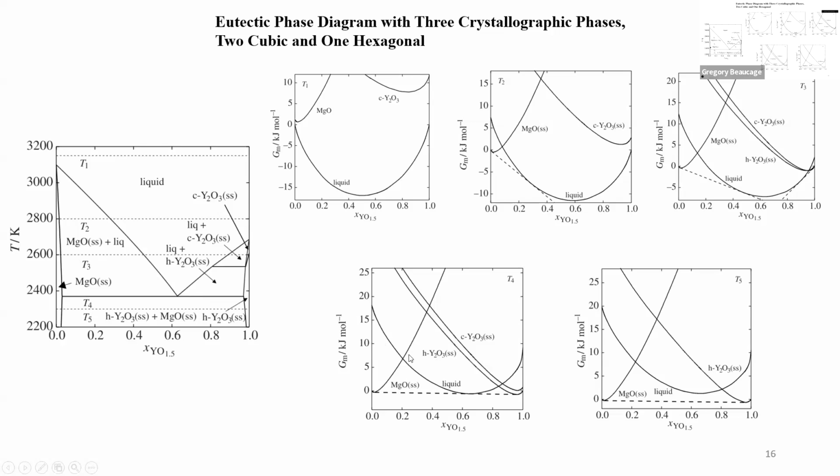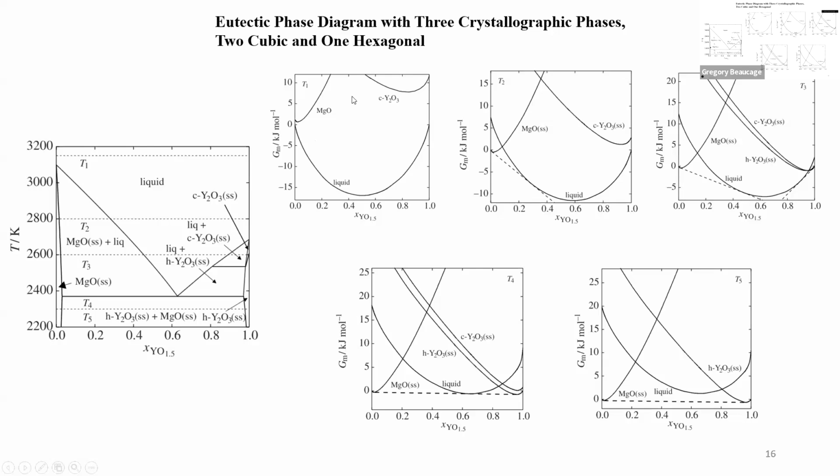This looks like just at the eutectic, because you have the three phases in equilibrium: liquid and the two solids. So T4 is that line, T5 is the bottom line. This is the eutectic point. We have three phases, so the tangent crosses three phases. Then at T5, you just have the two solids. That was what I was talking about. So basically, magnesium oxide and the hexagonal yttrium oxide.